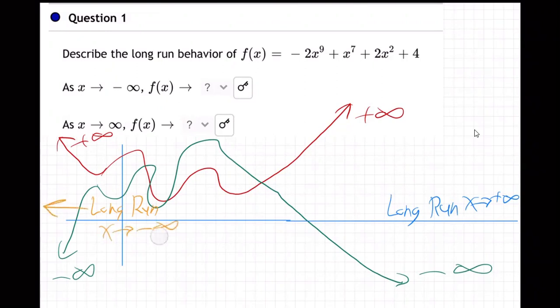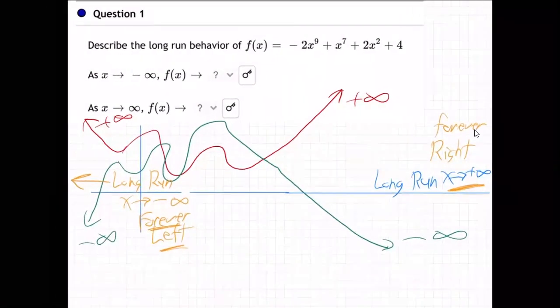So on the x-axis, you can go to the right forever. Long run x goes to positive infinity is forever right, and negative infinity is forever left. So as the graph goes forever right or forever left, what does it do? Okay, well, how do we figure that out? It's only the most powerful term that's going to determine that.